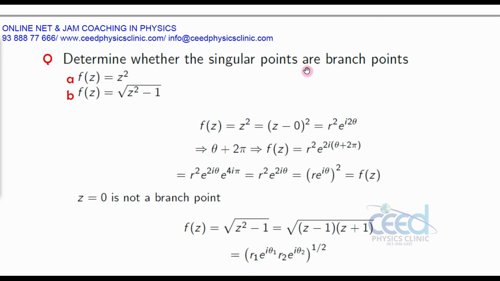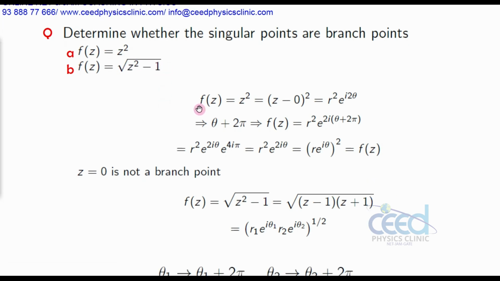Determine whether the singular points are branch points. f(z) = z², and f(z) = √(z² − 1). Again, f(z) = z². z I can write as re^(iθ) in polar form. So this is (re^(iθ))², that is r²e^(2iθ).